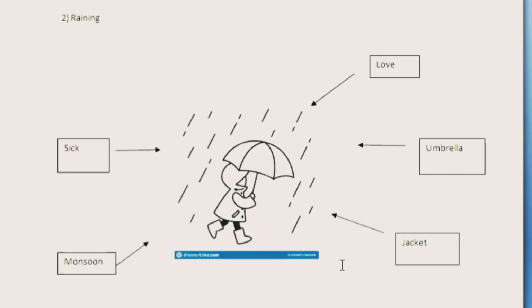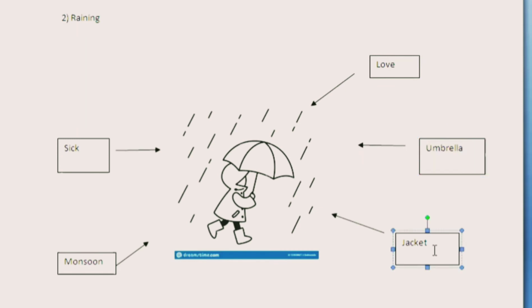You can talk about the words in the boxes to come up with sentences. For example, you can say, "I love rains." All right, I love rains because I have fun with it. I play in it. You can also talk about umbrella. Whenever I go out, I can always take an umbrella when it is raining. You can also talk about jacket.